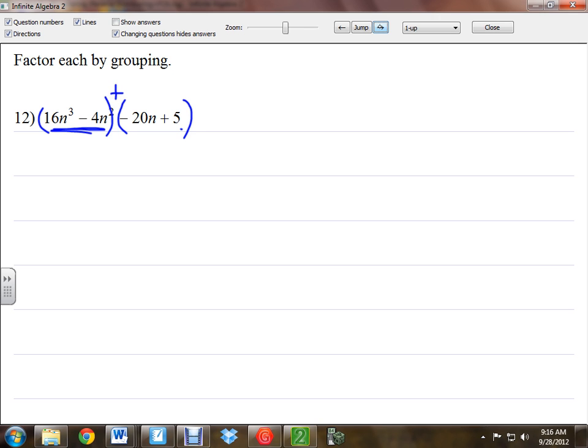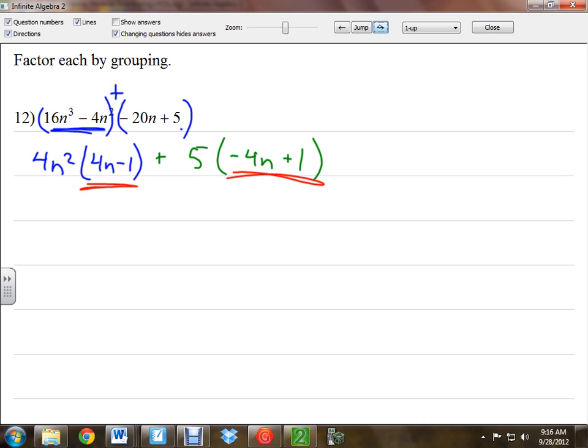Looking at the first group right here, we could pull out a 4n squared from both of those terms, which would leave me with 4n minus 1. And then if I look at the second group, you see that I have a 5 that is in common. So I pull out a 5, which would leave me with a negative 4n plus 1. Now if we look at our leftover pieces, our quotients as it were, we have two things that are very, very similar to each other, but they are not the same. That is just because we didn't really pull out a good GCF from the second group.